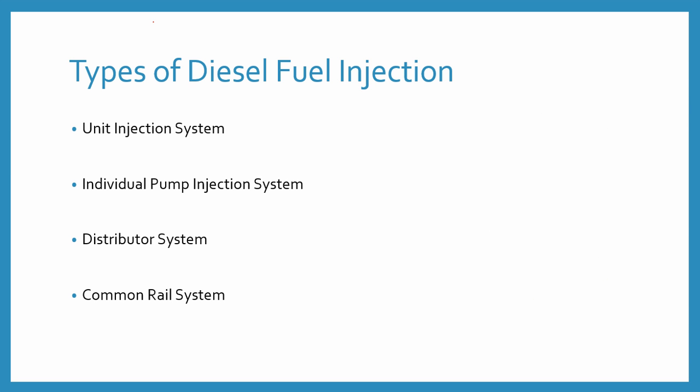Now, after knowing about the nozzles, we come to the study of the diesel fuel injection system. There are various types of diesel fuel injection systems available. Among them, four are more common. The first one is the unit injection system. Second is the individual pump injection system. Third is the distributor system. Fourth is the common rail injection system. Students, let's start the discussion with the unit injection system.